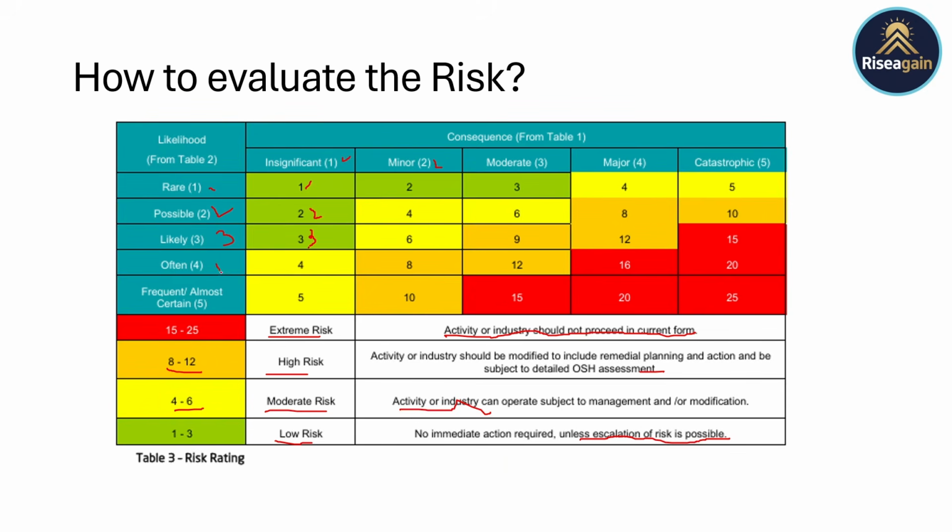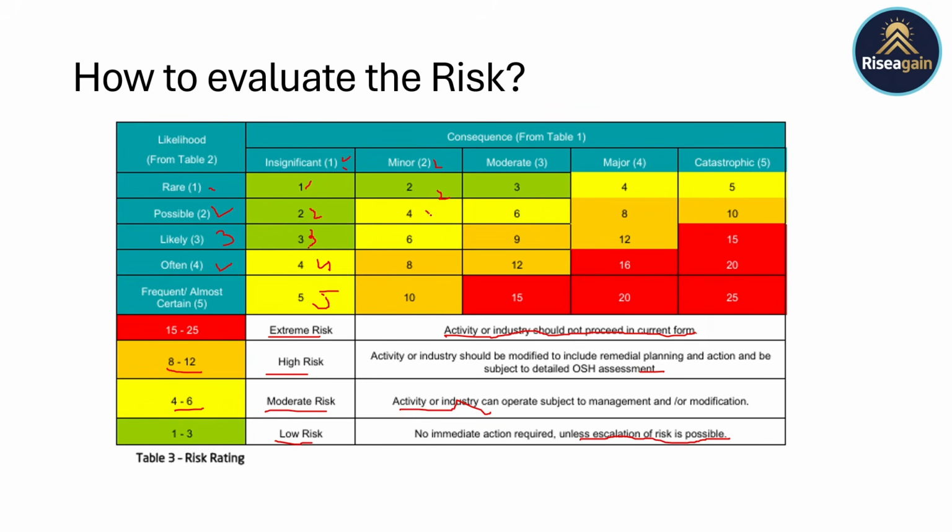If the likelihood is often but the significance is 1, no worries, even if it has occurred, there are no serious injuries and no loss. If it occurs frequently, 5, but the significance is also 5, that is moderate risk. But if the possibility is 2, then we multiply.